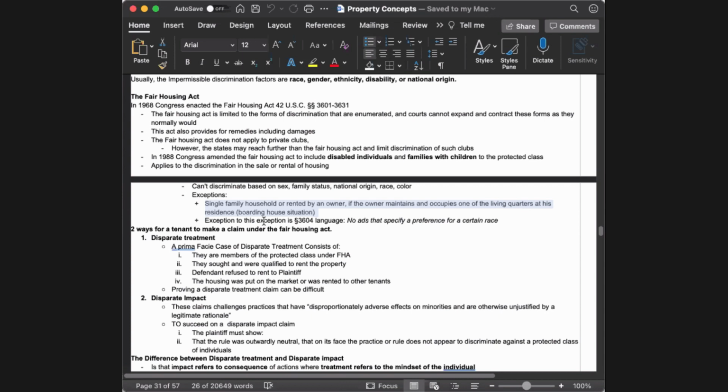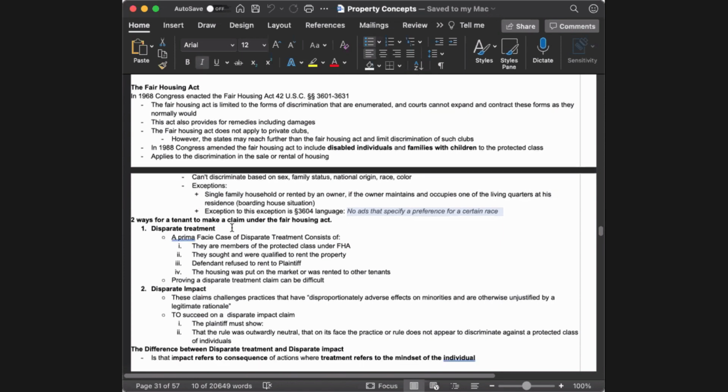Another exception is the one in section 3604, the language that no ads may specify a preference for a certain race. This is less of an exception and more of a clarification. It's an old one that's never used, and I doubt it'll appear on your exam. Basically, the act didn't extend to the solicitation of tenants by landlords, and so this encompassed it a little bit more. Again, I'm not entirely sure why it's under the exception section.